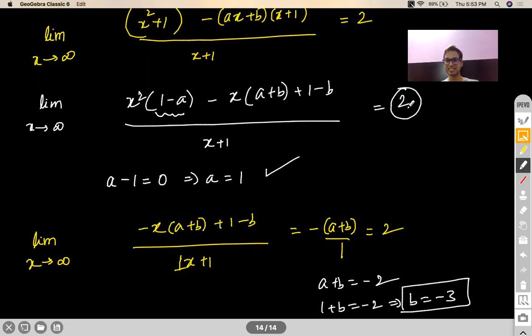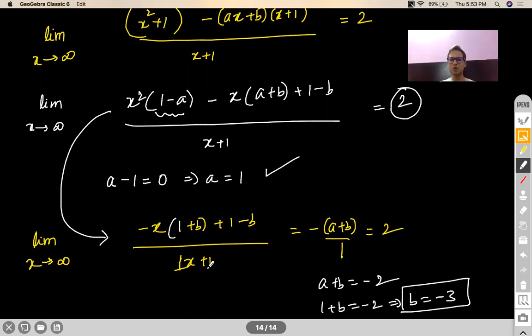But that is not the case. So 1 minus a should have been 0 for sure. So a should have been 1. If a should have been 1, I can change it here itself. Let's say I put 1 over here, then your entire problem gets converted to this.